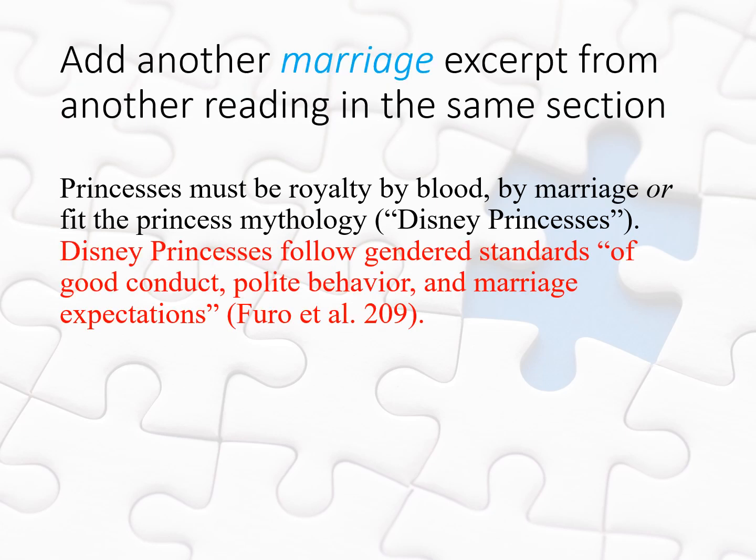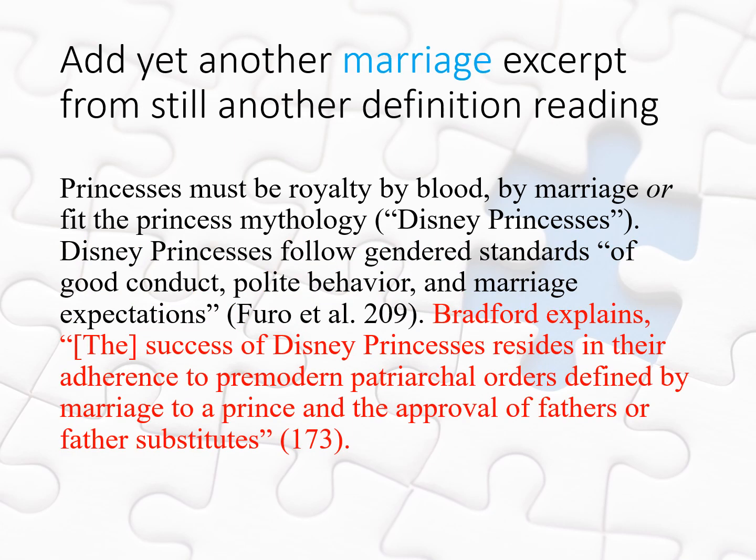So let me find another marriage excerpt from another reading. So I have the Wikipedia, and now I'm going to add the Furrow et al. piece. So Disney princesses follow gendered standards of, quote, good conduct, polite behavior, and marriage expectations. Sweet. Nice. We've got two ideas, all talking about marriage. First from Wikipedia, second from Furrow et al., on page 209. And yet, let's find the third one to go. Promise this will be the last one for now, but three is a good start.